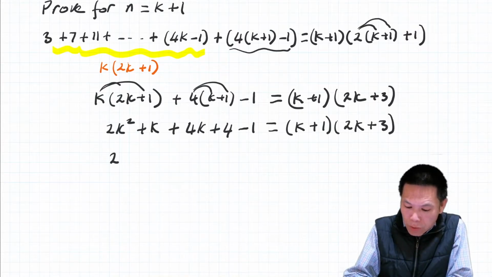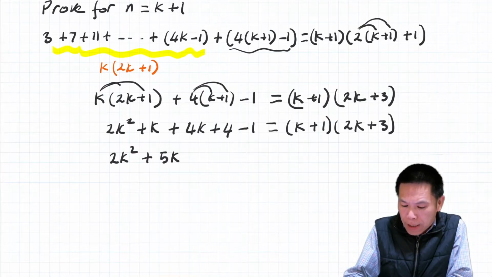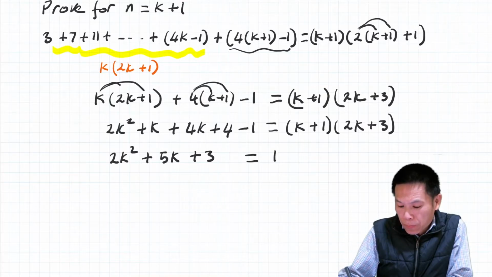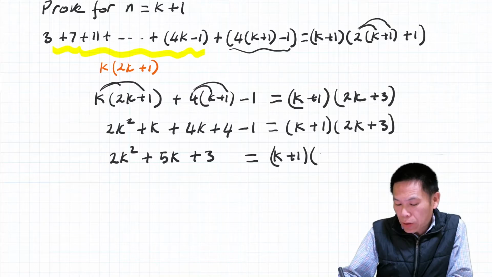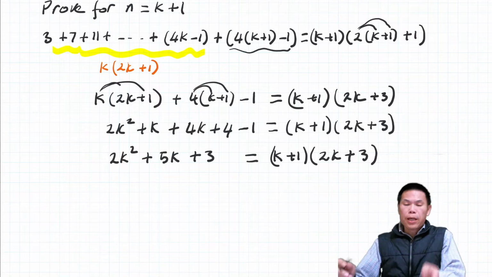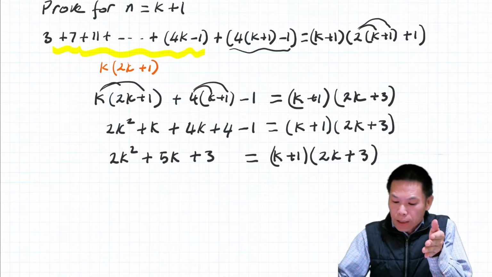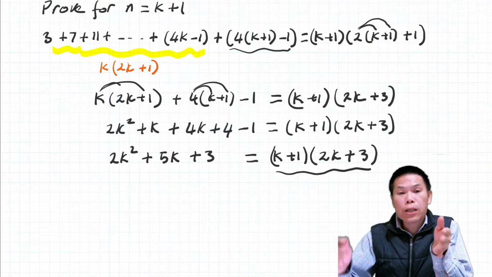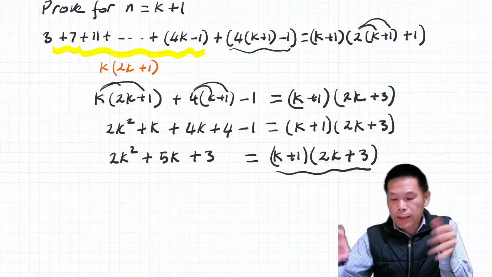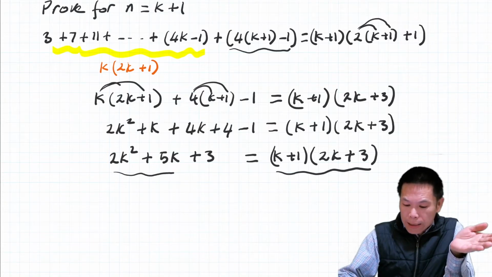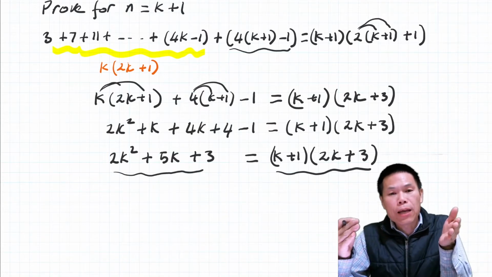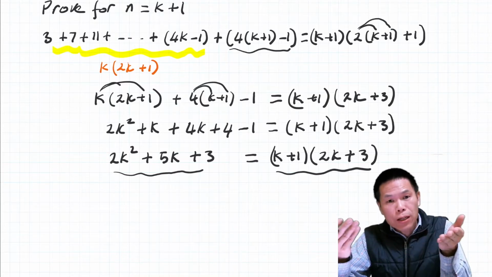So that gives me 2k squared plus 5k plus 3, which is equal to k plus 1 and then 2k plus 3. Now I can expand the right hand side, this one here, so that I can see it equals the left hand side, or I can factorize the left hand side. So let's factorize the left hand side.